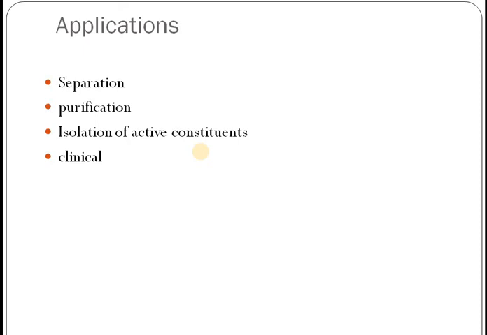Some assignments for you, dear students. The assignment is this: what is the principle involved in column chromatography, what is column chromatography, and what is the main advantage of column chromatography. Complete your assignments on time, and complete your notes from the PDF file which is given by me.